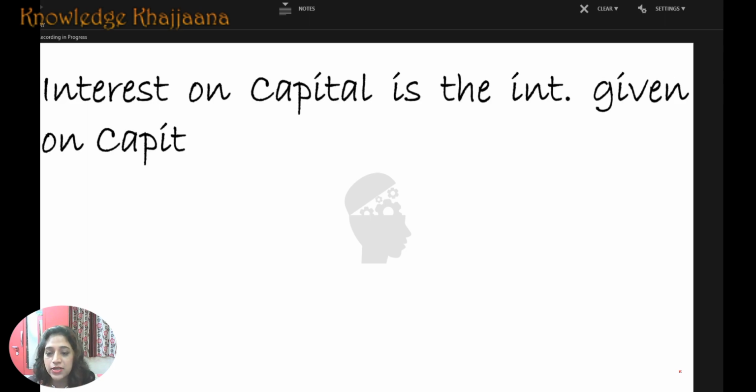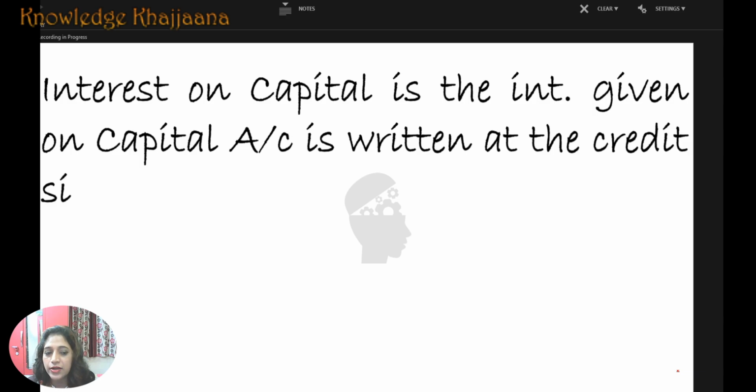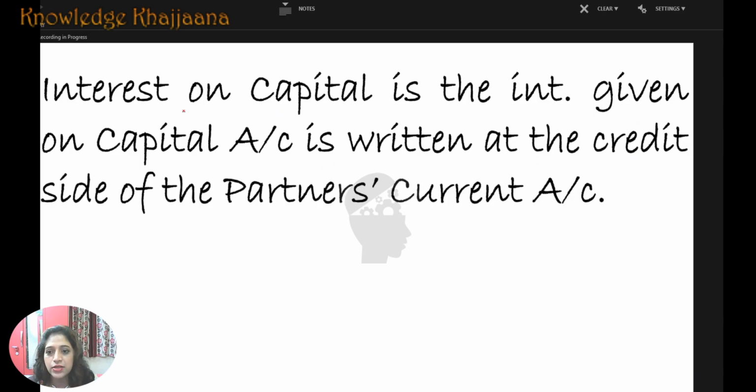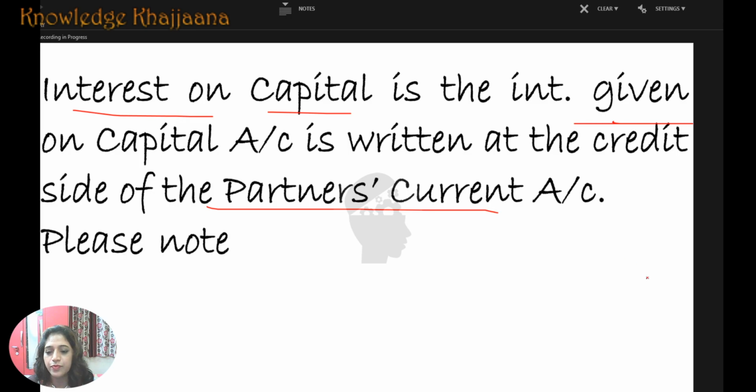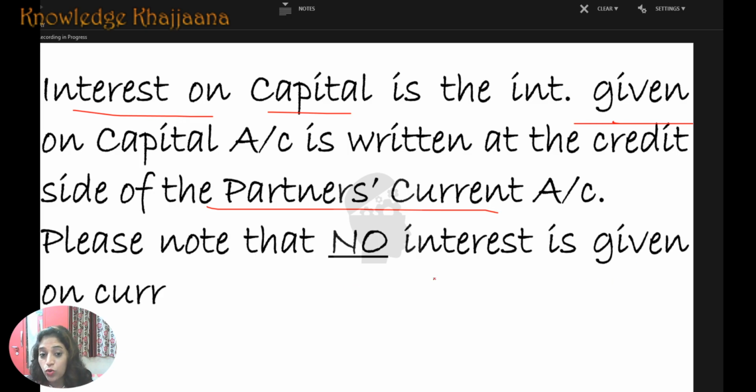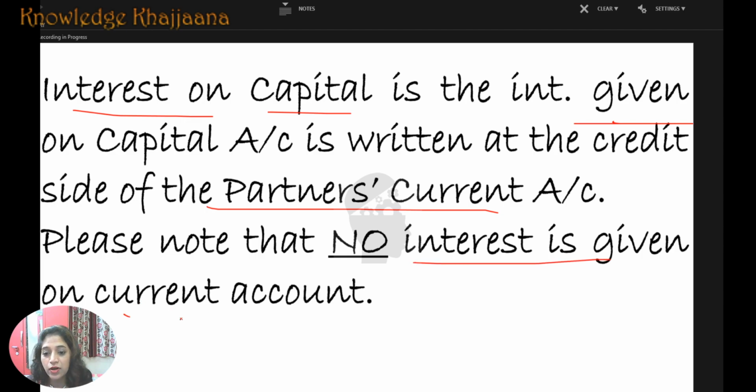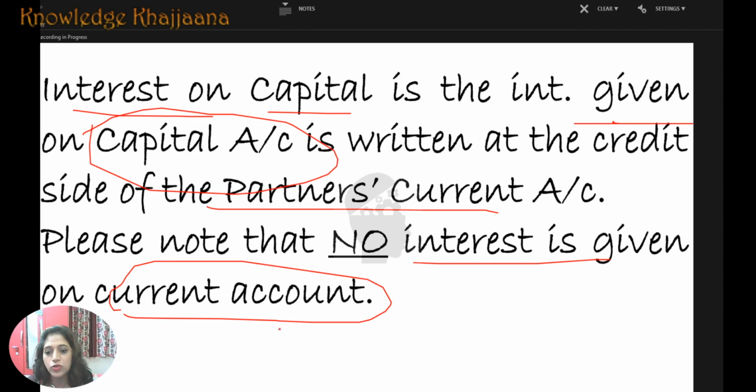Interest on capital is the interest given on the capital account, and it is written on the credit side of the partner's current account. Please note that interest is never given on the current account. Interest is always given on the partner's capital account, because in the current account only day-to-day transactions are maintained.